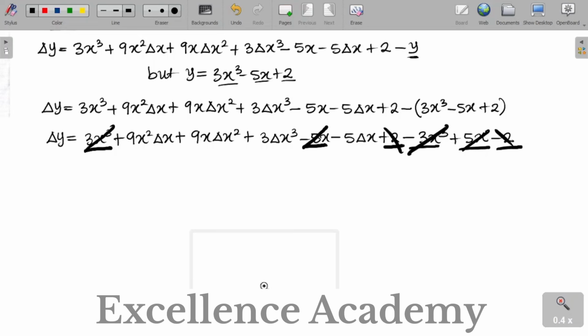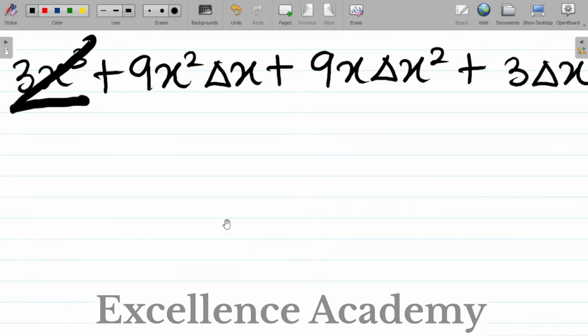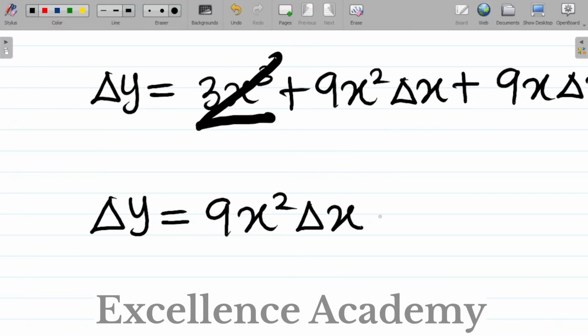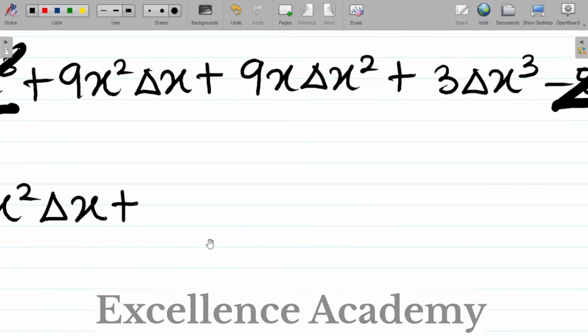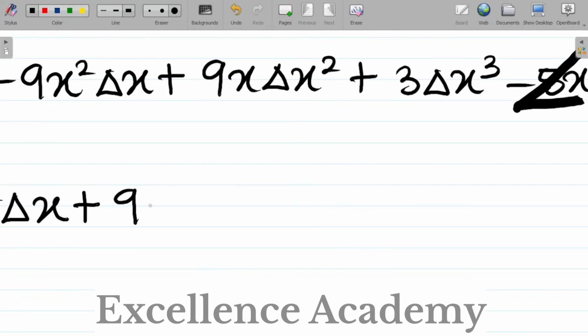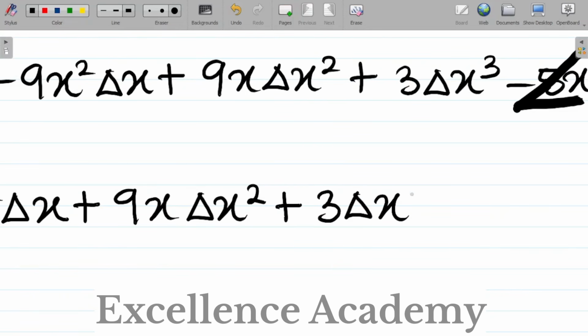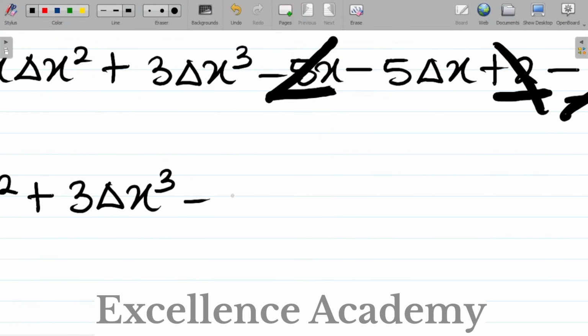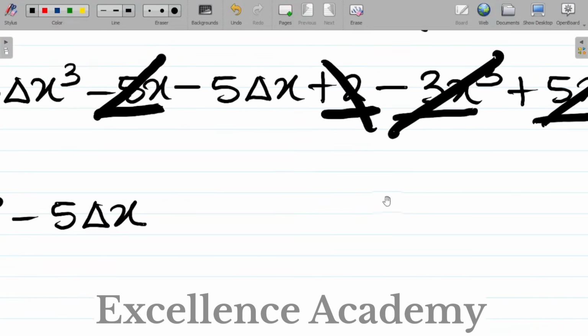So with this, let's write out what we have left. What we have left here is that we have change in y. This is equal to 9x squared change in x plus 9x change in x squared plus 3 change in x cubed, and let's see this one here, minus 5 change in x. Is that all? Yep, that's all.